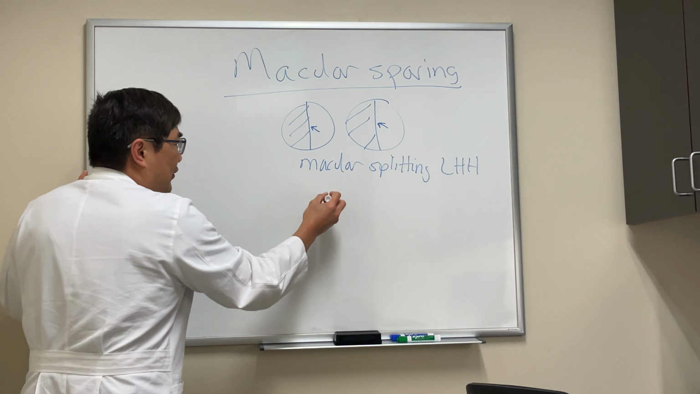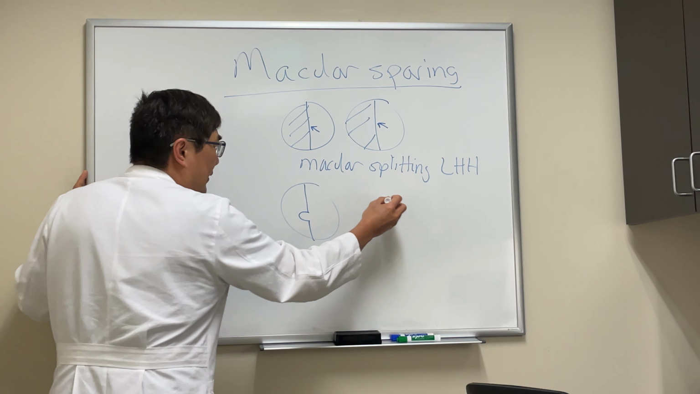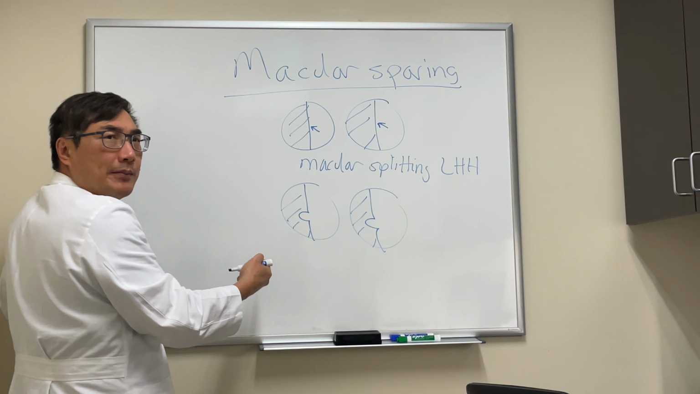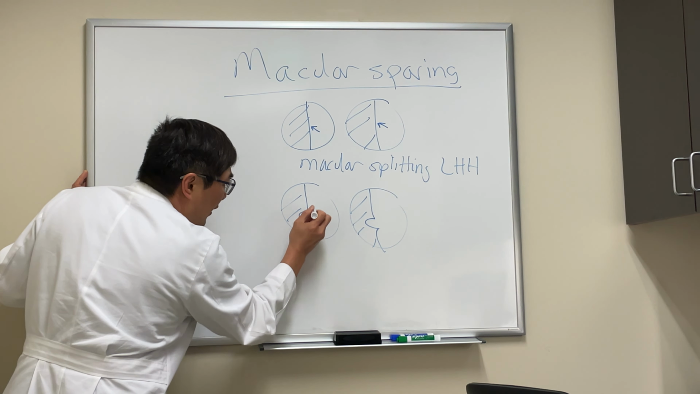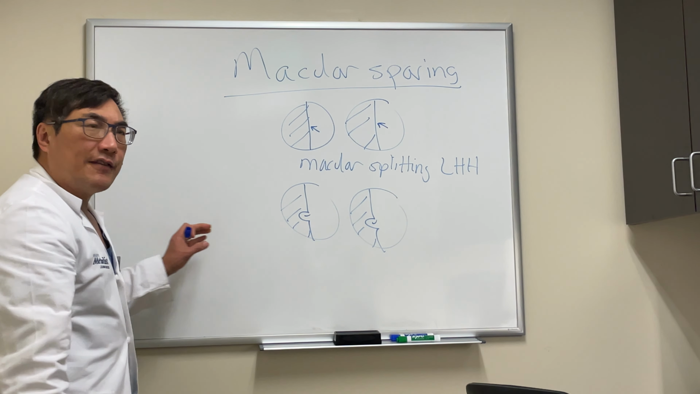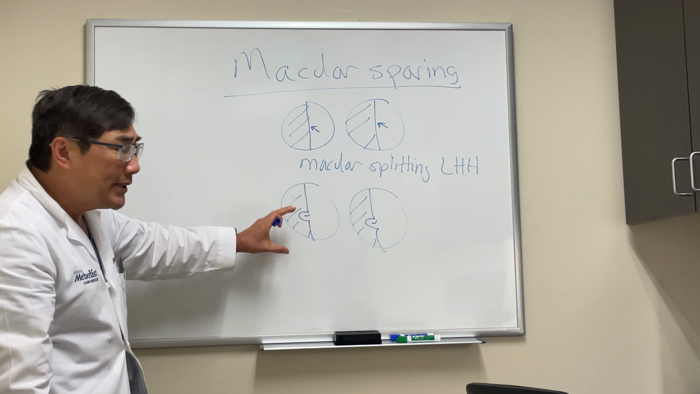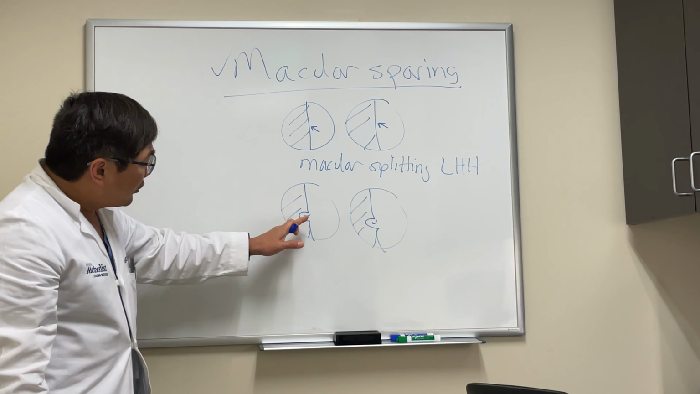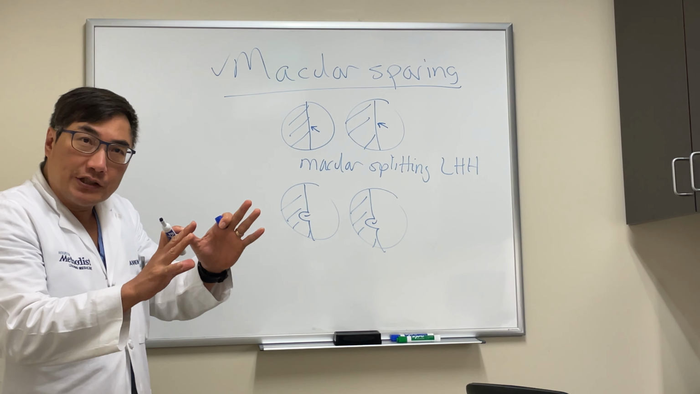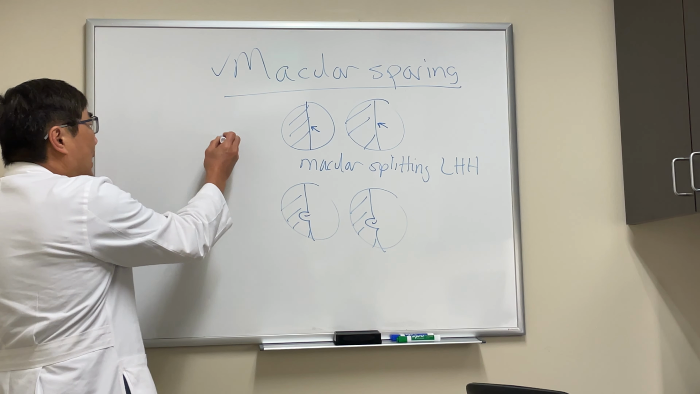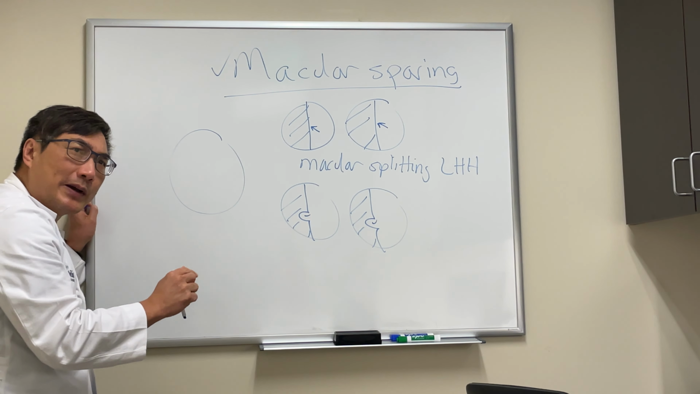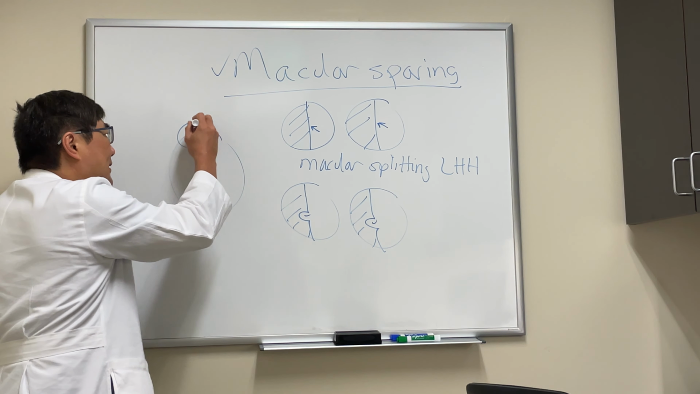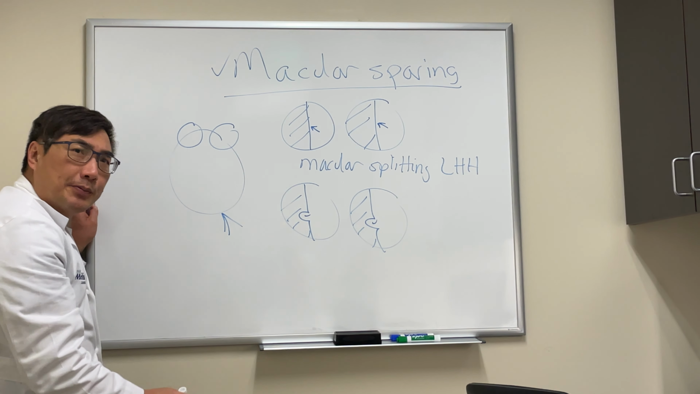If, however, we have sparing of this central portion, even though you still have a left homonymous hemianopsia, you have sparing of this central 5 degrees or 10 degrees, and that we call macular sparing. Macular sparing occurs in occipital lesions for a number of different reasons. However, whenever you see this macular sparing, you should really be considering the possibility that the lesion is in the cortex, in the occipital cortex.